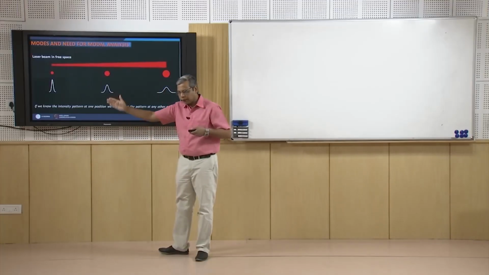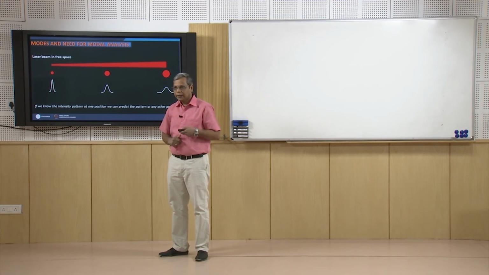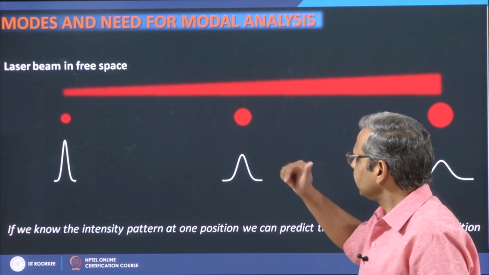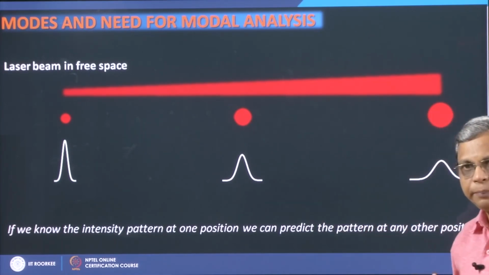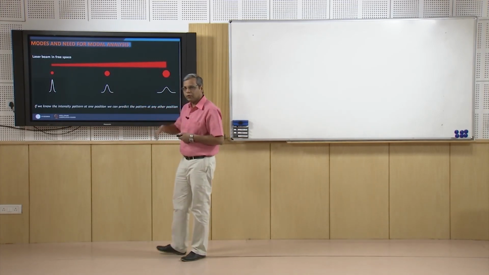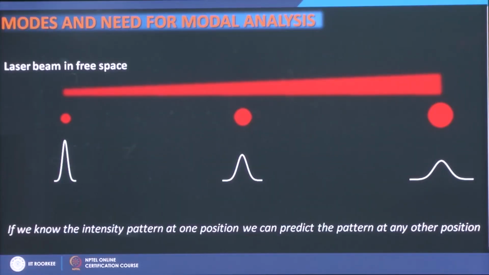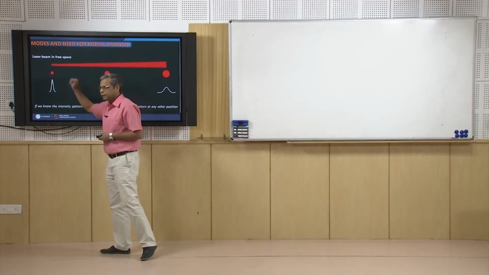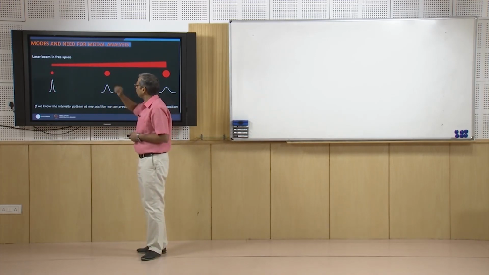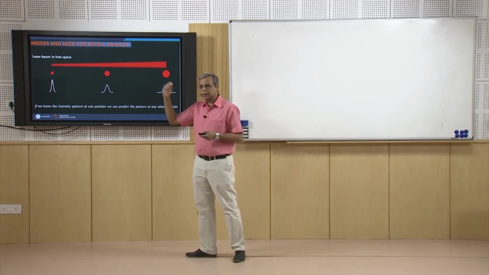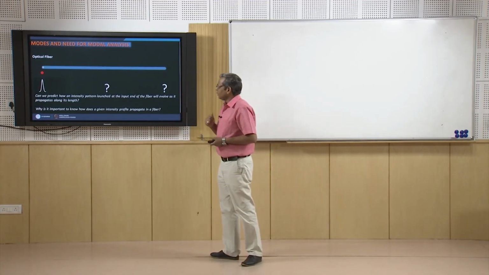Now I let it propagate over a large distance, and then after a few meters I intercept this beam, then I see that the spot size has become a bit bigger now, and this is how the intensity profile would look like. If I go even further, the spot size becomes even larger and the beam looks like this. And if I know the intensity pattern here, I would be able to tell what would be the intensity pattern here or here. I know how this beam of light propagates in a medium.